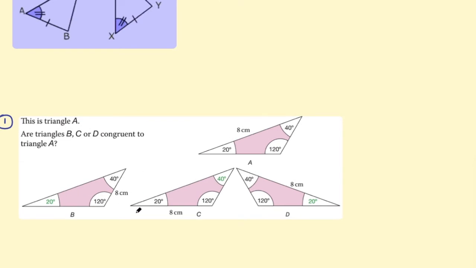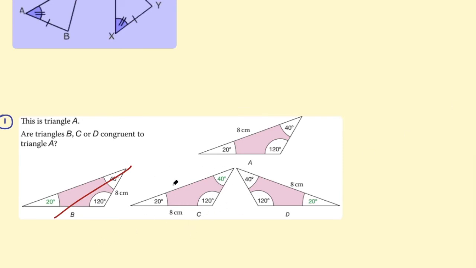Here in triangle B, I have the 3 angles the same, but the corresponding side is not equal. This side is 8 centimeters, just like this one, but it needs to be the corresponding side to be congruent. This side here would have to be 8 centimeters, but it's not. Or at least we don't know it is. So we can't say B. If you're writing this out in the answer, you'd say B is not congruent or something, but I'm just going to cross them out.